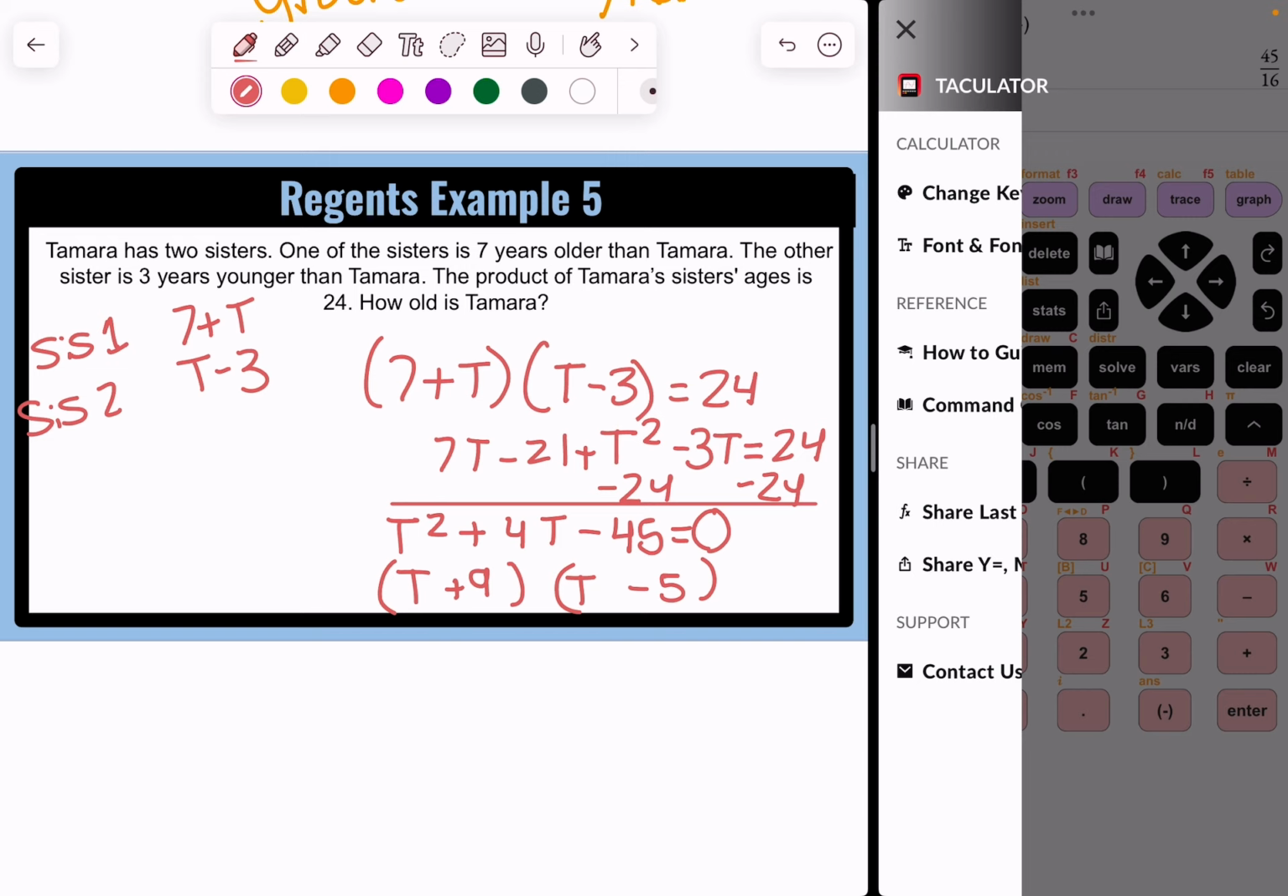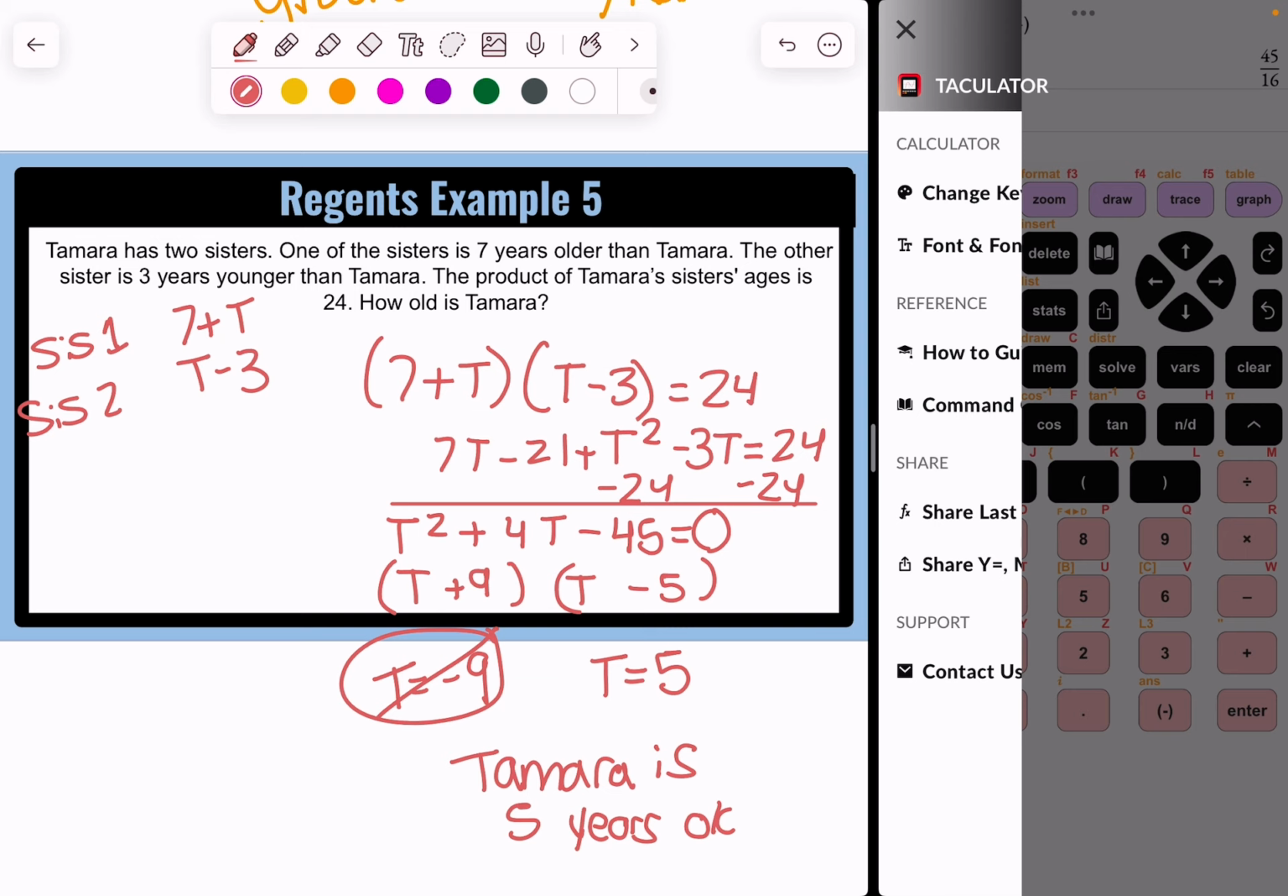Now, if we set each of these equal to 0, we would get that t equals negative 9 or t equals 5. I definitely can't have a negative age, so that's not going to be the case. So Tamara is 5 years old. Good. All right, let's look at the next question.